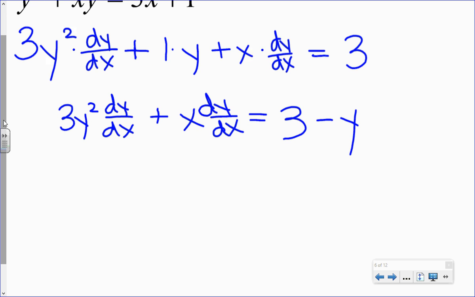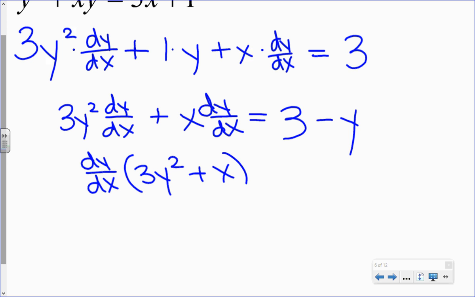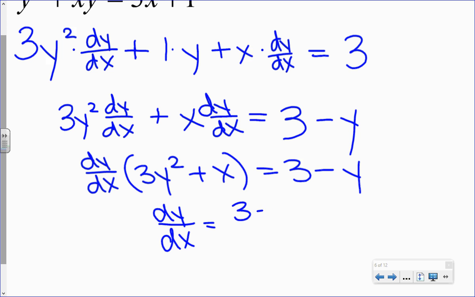Then, since we have more than one term with a dy dx, we can factor it out. So dy dx we can factor out of these two terms. Left over is 3y squared plus x. So to isolate dy dx, we need to divide that rest of it over. So our derivative dy dx is 3 minus y over 3y squared plus x.